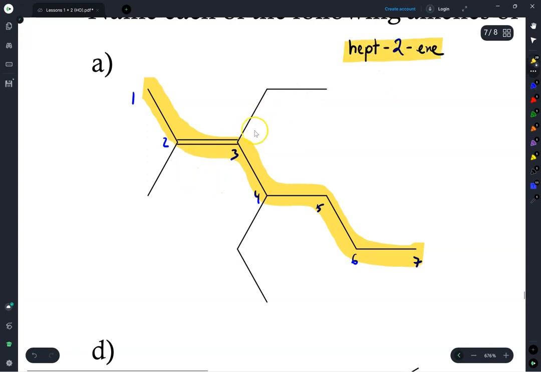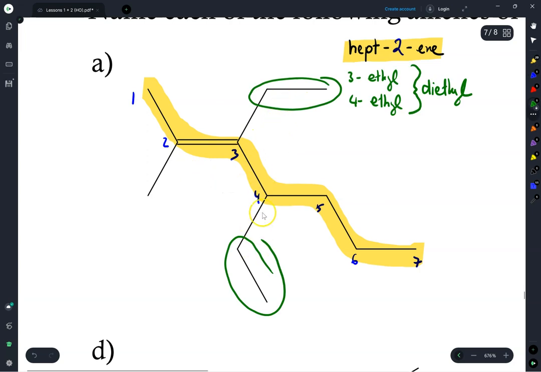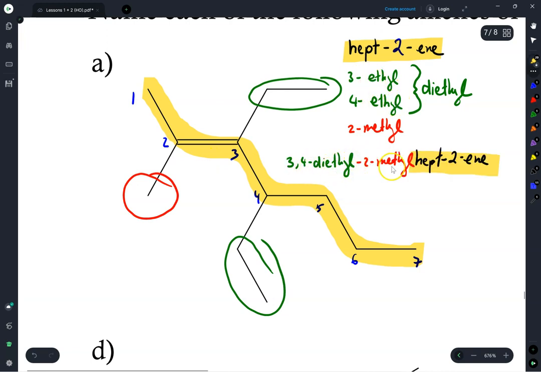Looking around, we see the following branches. 2 ethyl branches, one located at the 3, the other located at the 4, so we say diethyl, and a methyl branch located at the number 2 carbon. When we put it together alphabetically, ethyl goes first, followed by the 2-methyl, and then hept-2-ene. Again, no gap, no space between letters and letters. Commas separate numbers from numbers, and then the hyphen separates numbers from letters. So this one would be called 3,4-diethyl-2-methylhept-2-ene.